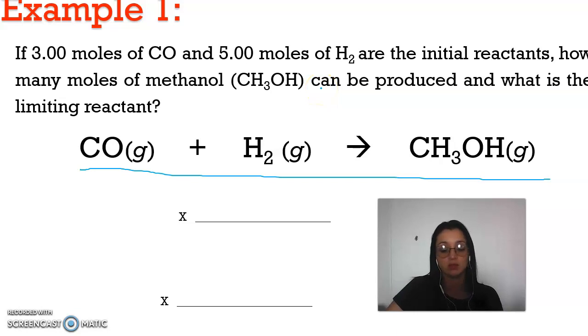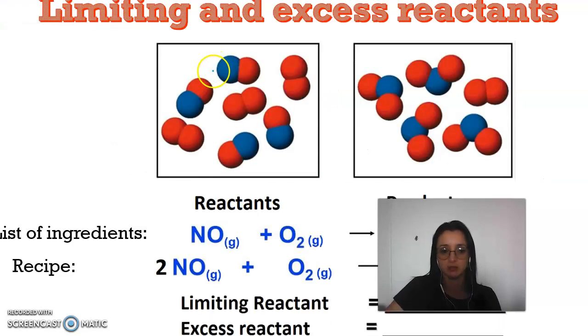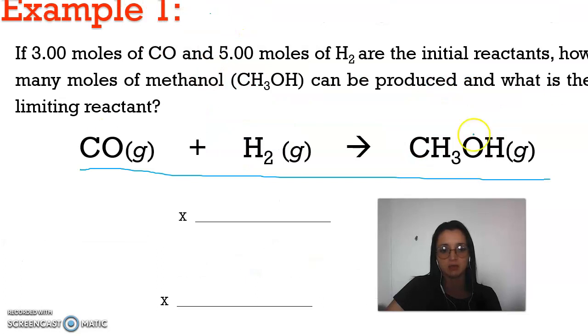So the first step that we always have to do is to balance the chemical equation. When we balance the chemical equation, in this case, we only need to add a coefficient to hydrogen, because that's the only element that is not balanced. So we are going to add a 2 there as a coefficient, and that's it. The equation is now balanced. Then what we need to do is to compare what is given in the problem. In this case, 3 moles of carbon monoxide and 5 moles of hydrogen are given. And the question is how much methanol you are going to produce.